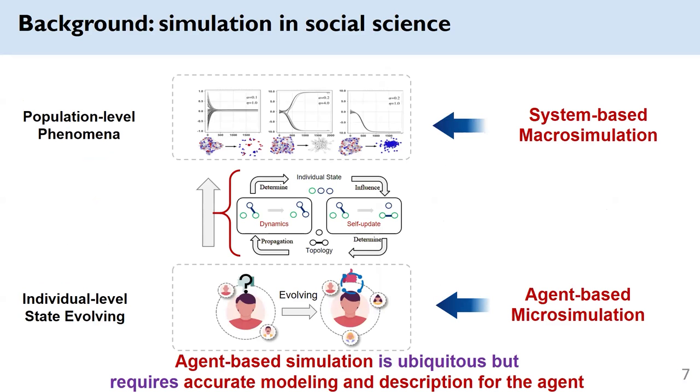We can regard agent-based modeling as a kind of micro simulation, and it's different from system-based macro simulation. It's a bottom-up framework that defines how the individual agents change their states, and then tries to observe population-level phenomena. So agent-based simulation is ubiquitous, but requires accurate modeling and description of the agent. If the agent is not defined accurately, the system-level or population-level phenomena cannot be well observed or emerge.